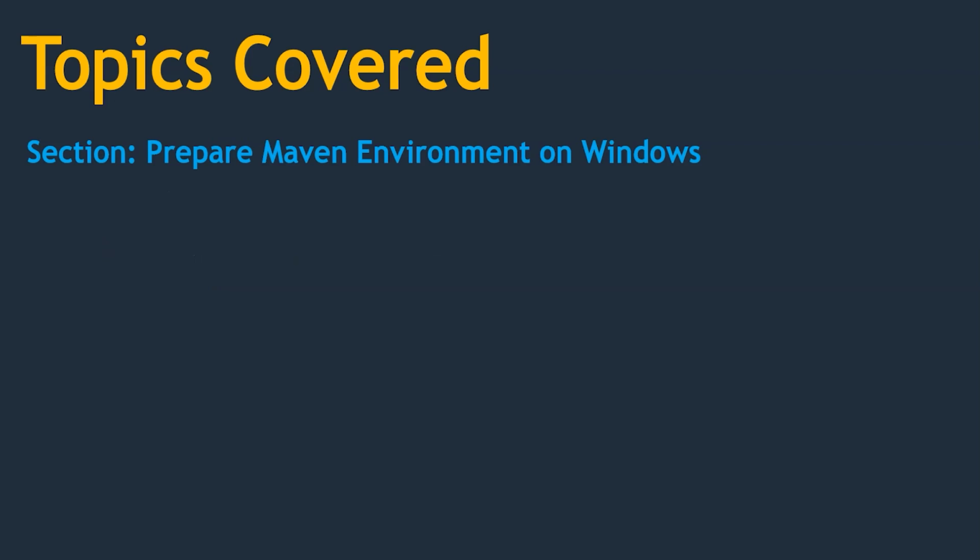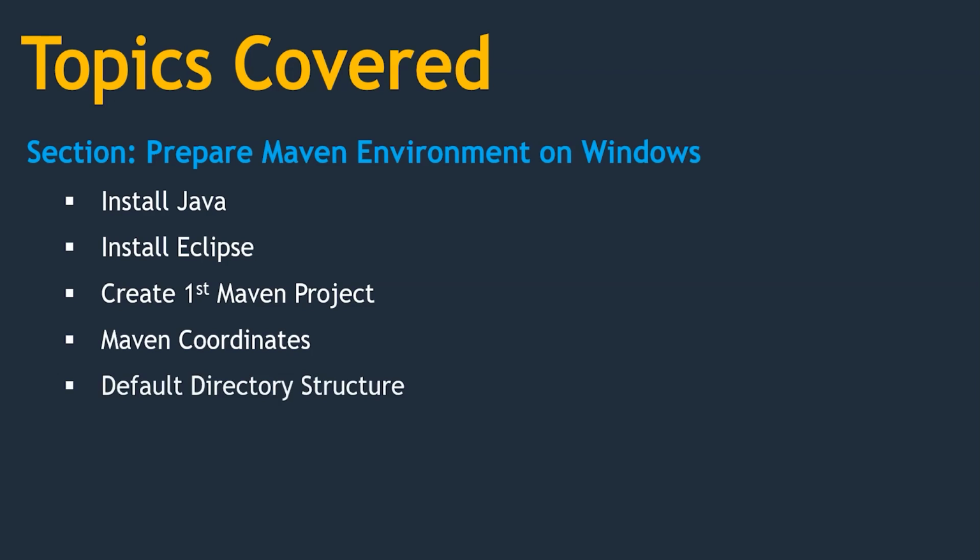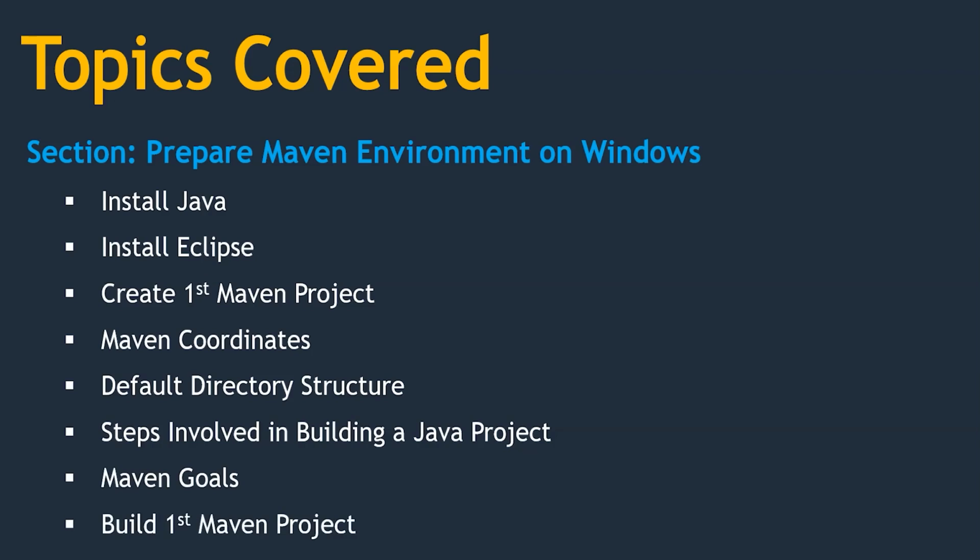In the next section we are going to prepare the Maven environment on Windows. Here we are going to see installation of Java and installation of Eclipse, and we are not going to install Maven over here. Why? Because whenever we install Eclipse, Maven comes by default. Next we are going to see creating a first Maven project and Maven coordinates, the default directory structure of a Maven project, steps involved in building a Java project, next Maven goals, and at last building the first Maven project.